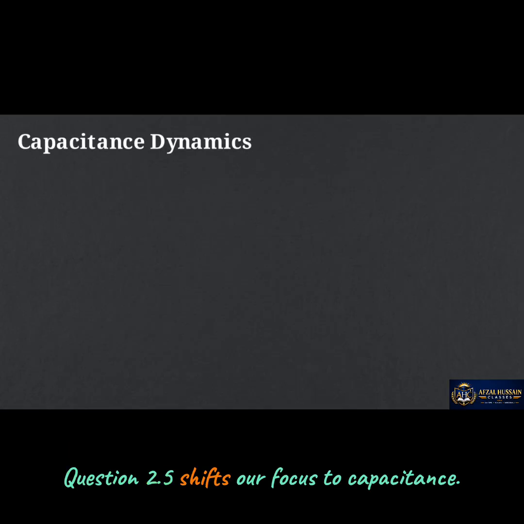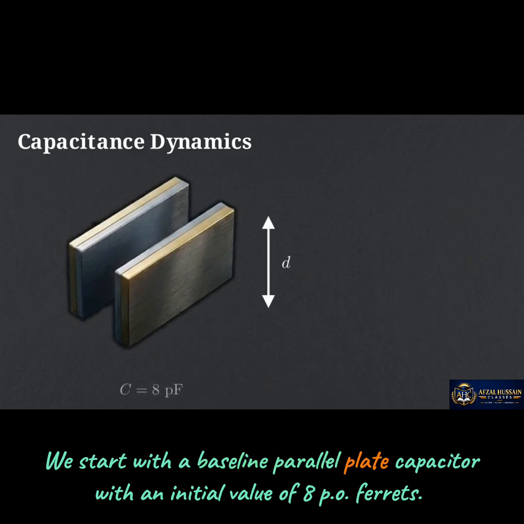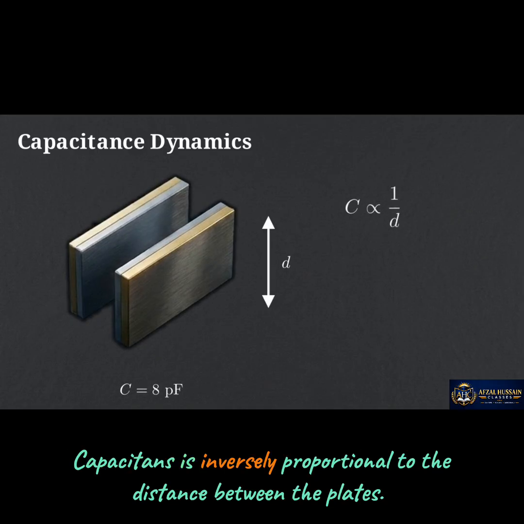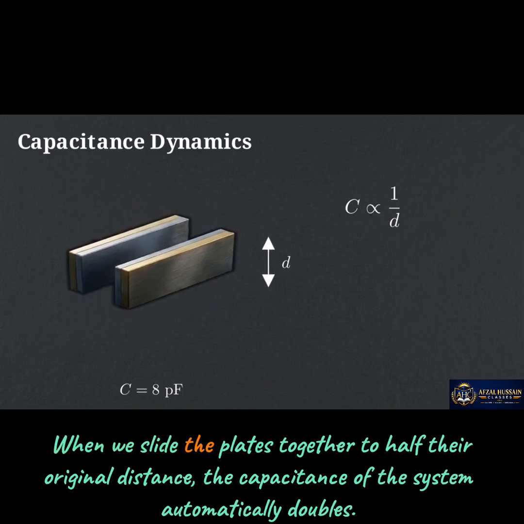Question 2.5 shifts our focus to capacitance. We start with a baseline parallel plate capacitor with an initial value of 8 picofarads. Capacitance is inversely proportional to the distance between the plates. When we slide the plates together to half their original distance, the capacitance of the system automatically doubles.